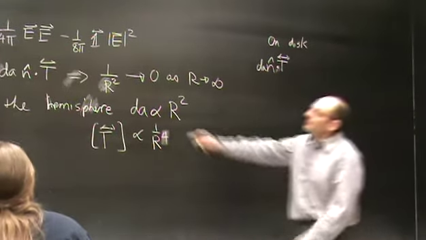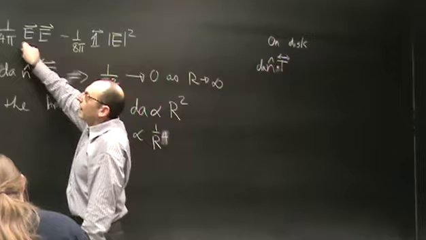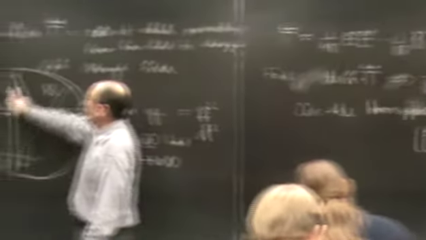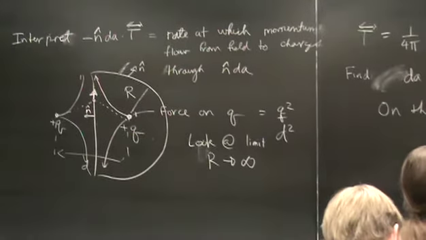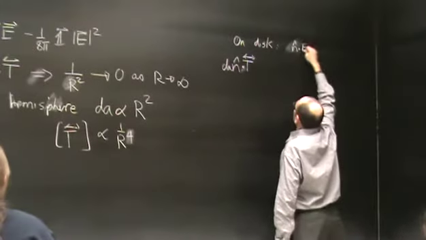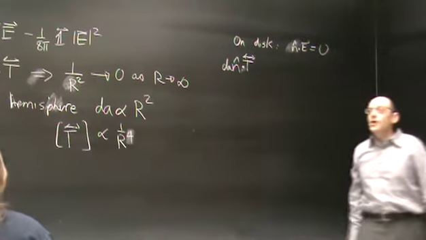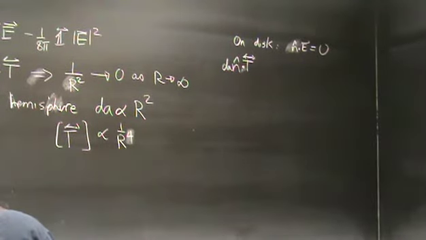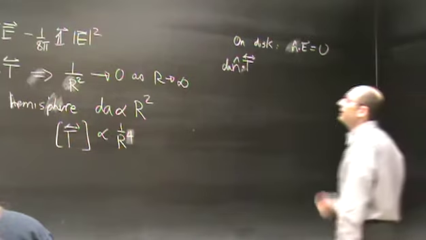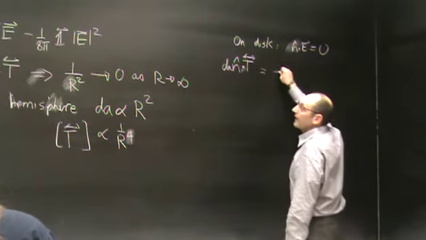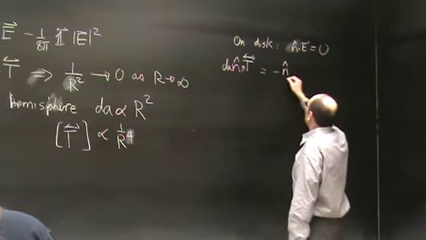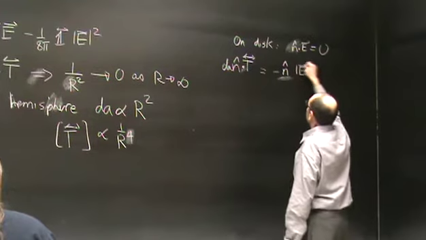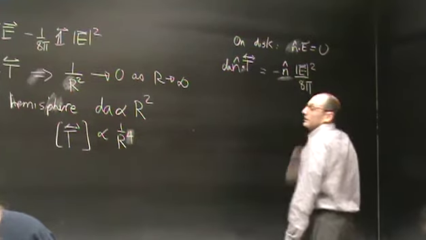Well, first thing we see here is that along the disk, E is perpendicular to the normal. So n hat dot E on the disk, if the disk is on the bisector between the two charges, n hat dot E is 0. Which means that this is equal to minus n hat times E squared over 8 pi. Okay?